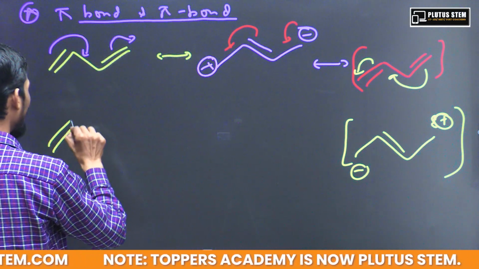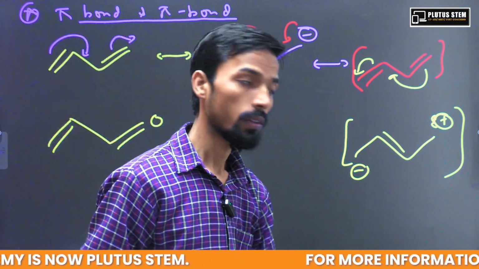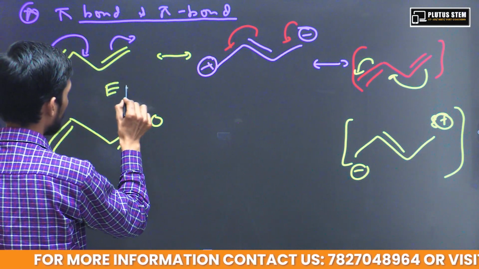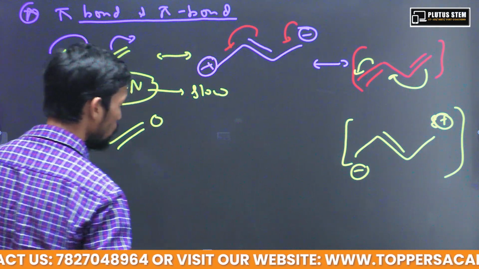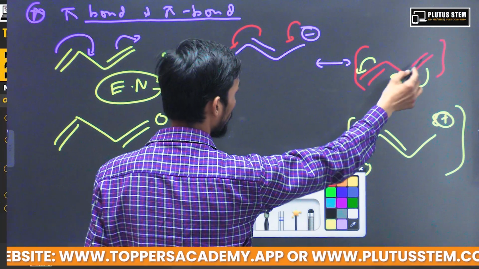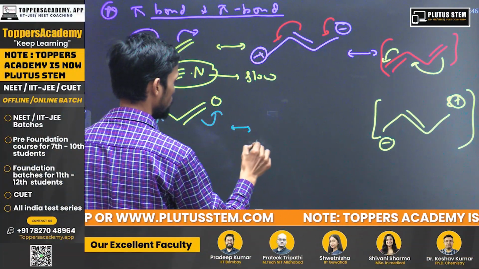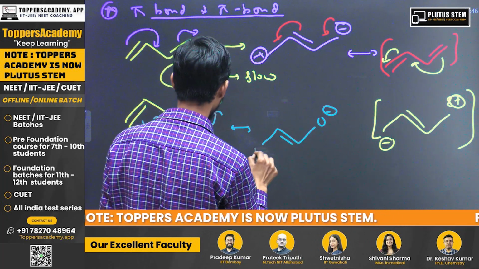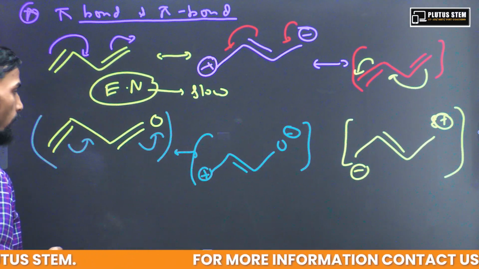If we are having a group like this, over here the flow is going to be towards the electronegative atom. Flow of electrons should be towards the electronegative atom. In this case, we cannot show a reverse movement. The flow will be towards oxygen only. O negative and carbon positive. So these two are the resonating structures over here.